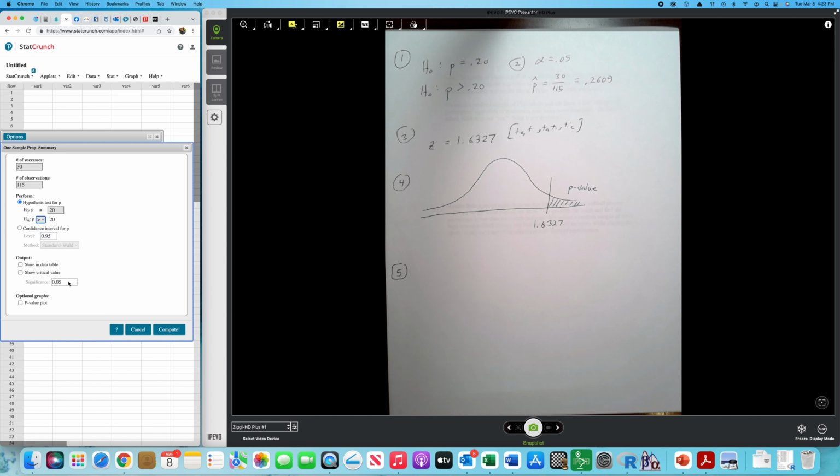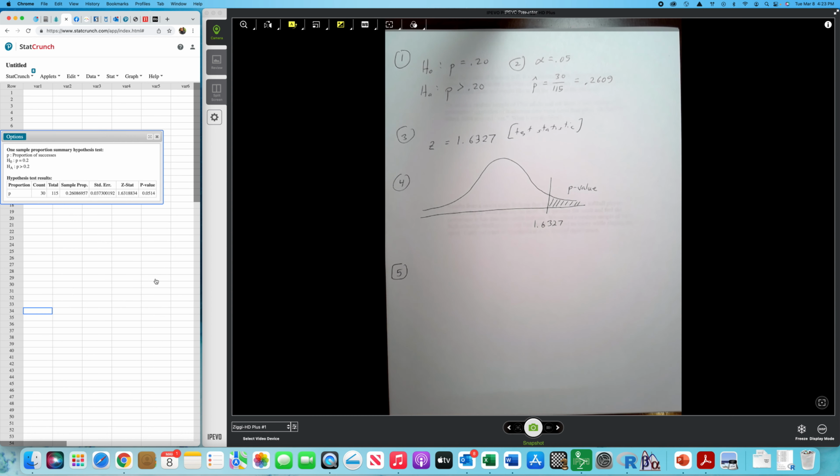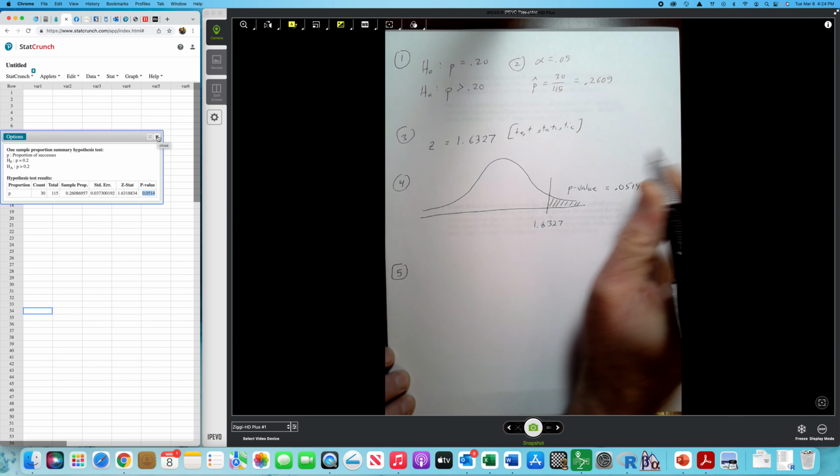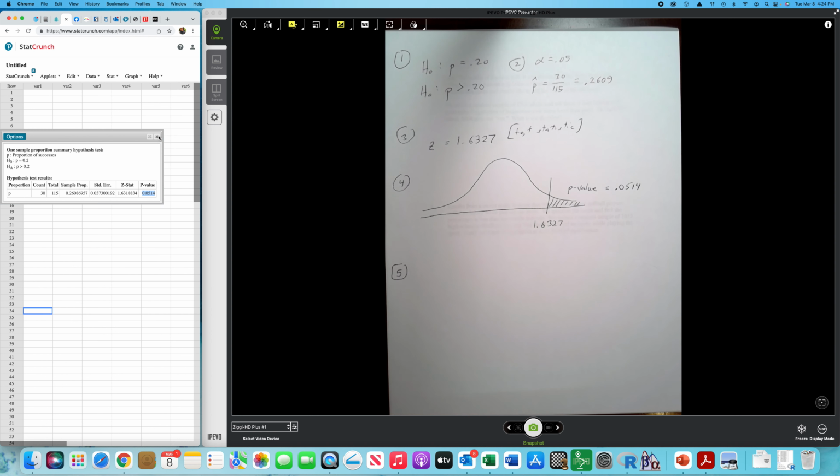My alpha is still the same, right? Yeah, and compute. Notice nothing changes, right? Standard error. The only thing that changes is the p-value calculation because I don't multiply by 2, because I'm working with a one-tailed test. Now, how'd they get that 0.0514? Just as you would expect.